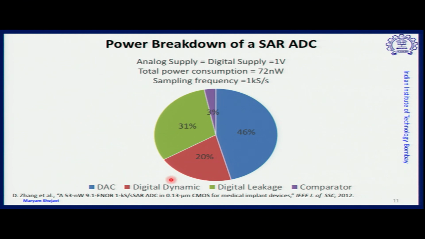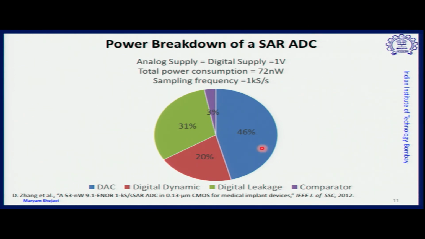The next contributor comes from the dynamic power in the digital modules, the digital parts of the system, which also includes the control logic. So that contributes 20%. The next contributor is the leakage of the system, because the digital system will contribute if the energy levels are low when it is in a static mode.